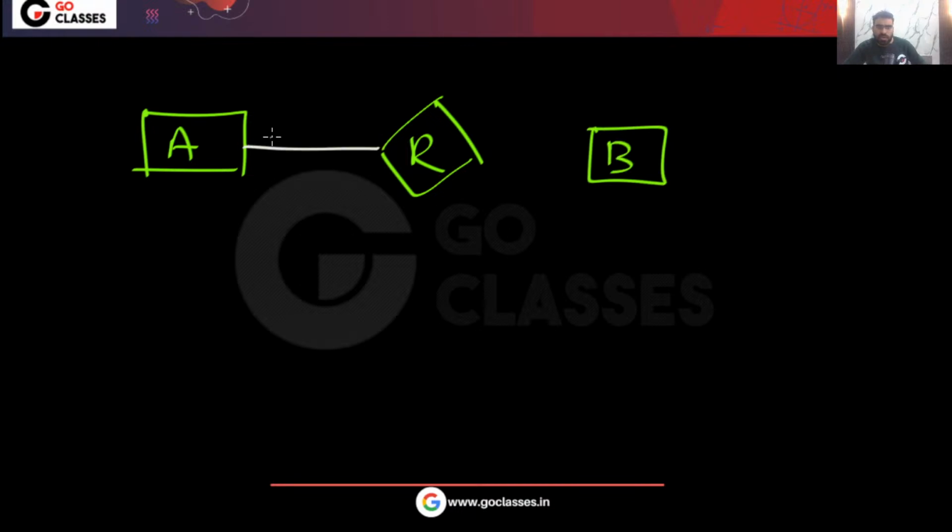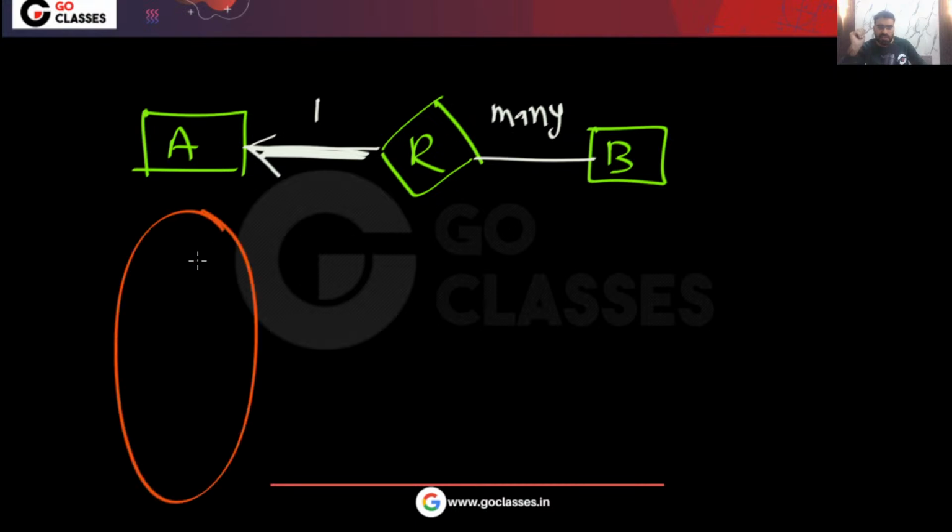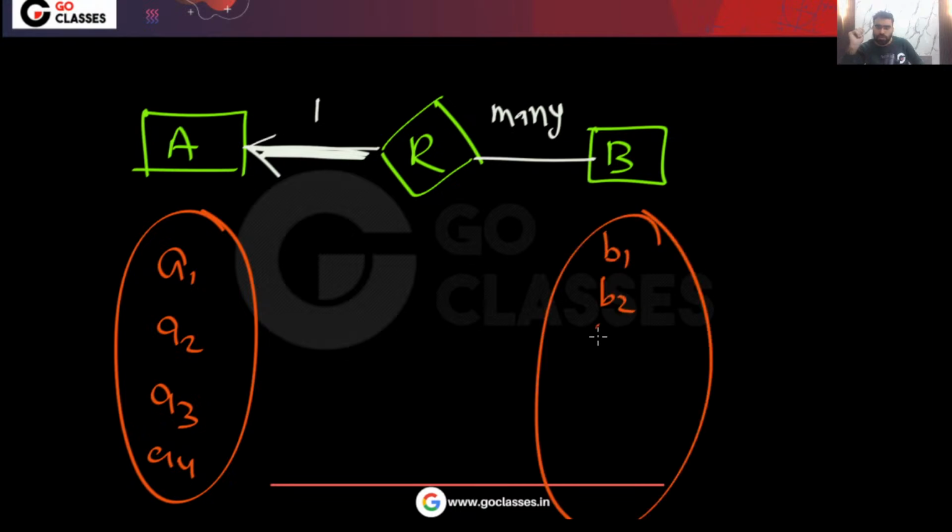Now this arrow indicates one. What that means? This is a one to many relationship from A to B, with total participation of A and partial participation of B. If you notice, it is like this: you have A1, A2, A3, A4 here, and let's assume in B you have B1, B2, B3, B4, B5, B6.